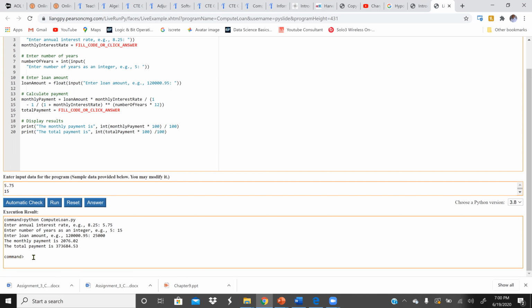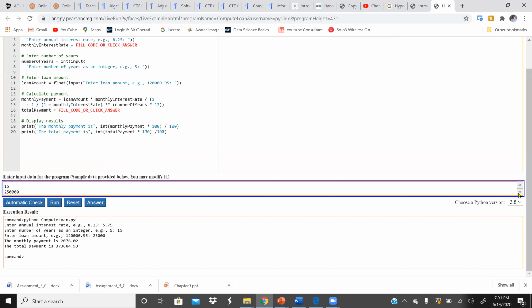So the monthly payment is $2,076.02. And the total payment we're going to make will be $373,684.53. So this is our input, 5.75 and also 15. Then we also need to enter the loan amount, 250,000.